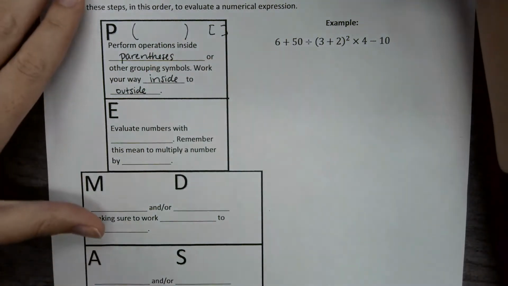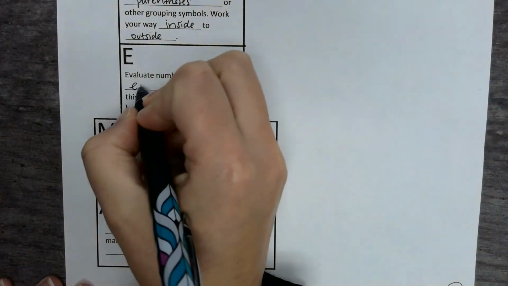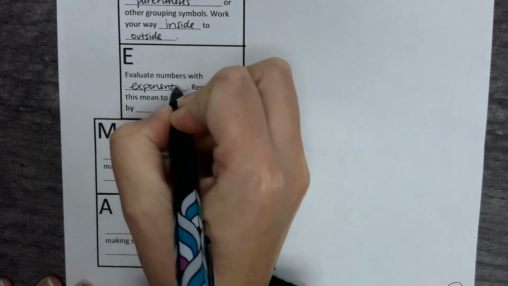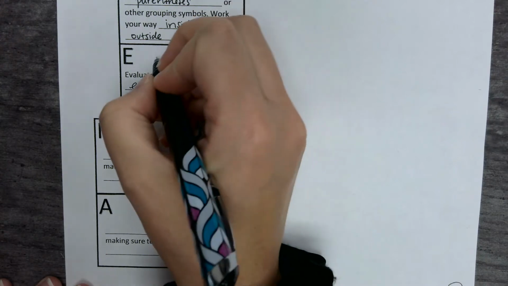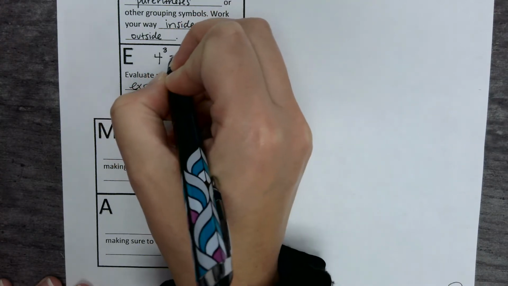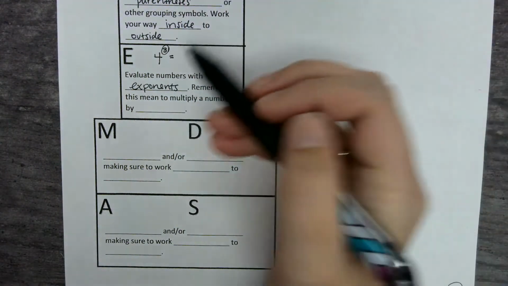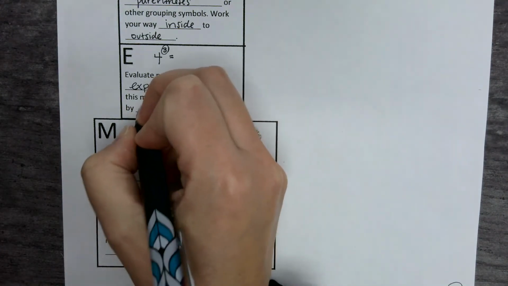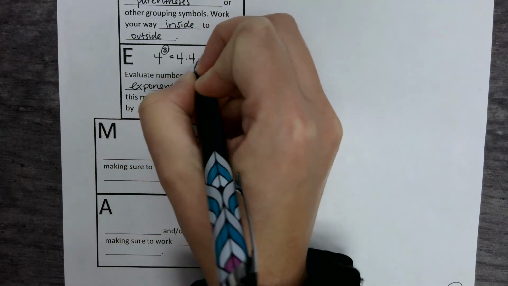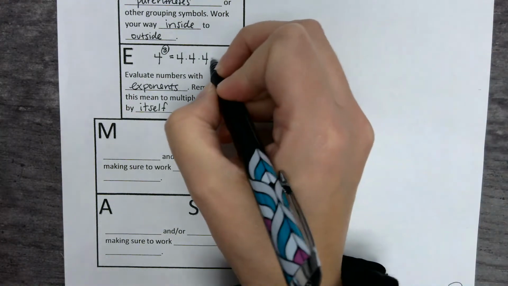All right, E. E stands for exponents. So we're going to evaluate numbers with exponents next. After we get rid of everything in the parentheses, we move to exponents. Remember, exponents are like 4 to the third power. These little guys are the exponents. That means we multiply 4 by itself that many times. So I'm going to have 4 times 4 times 4, and if you type that in the calculator, it gives me 64.